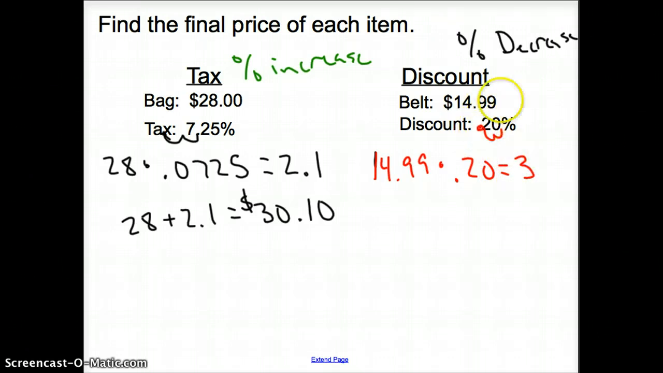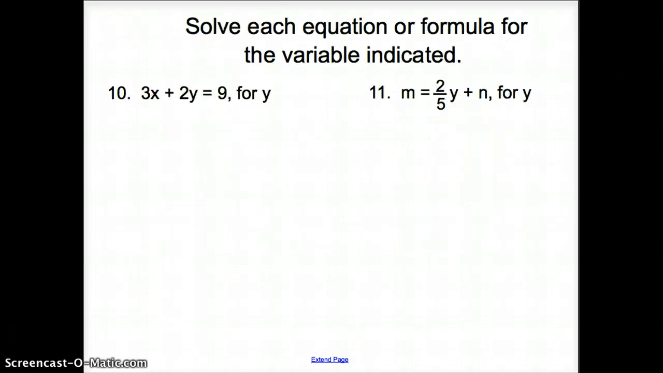Now it's a discount, so do you think you're going to add it or subtract it? Since it's a discount, we're going to subtract it. So we have $14.99 minus 3, which turns into $11.99. So we have $11.99.